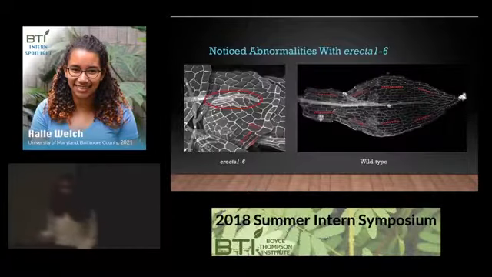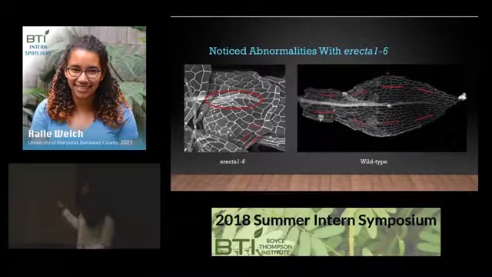Right off the bat while we were imaging, we noticed abnormalities with the artichoke mutant. As you can see in wild type, the midrib goes through most of the plant and is very straight and linear. But in the erecta mutant, it goes about halfway and it splits off into two. And this only happens in some of the erecta mutants, but it's not something we noticed in wild type.